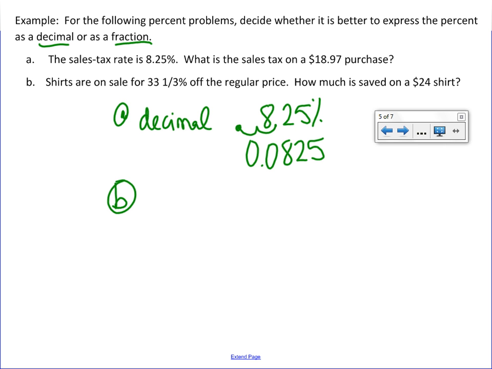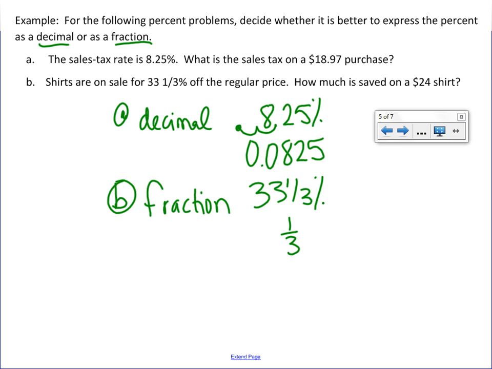On B, it says shirts are on sale for 33 and 1/3% off the regular price. How much is saved on a $24 shirt? Now on one like this, it's already written with a fraction in it, so it's probably going to be easiest for us to do it as a fraction. Hopefully all of us know what 33 and 1/3% is as a fraction. I hope you're answering 1/3 right now. Okay, so on this one we'll say fraction. And 33 and 1/3% is the same as just 1/3 as a fraction.